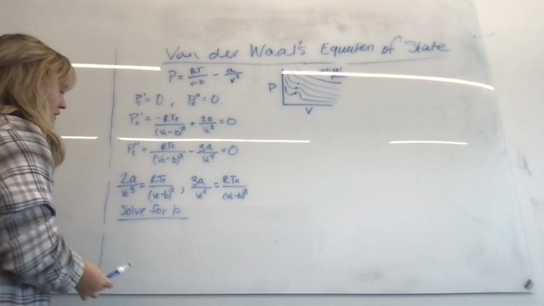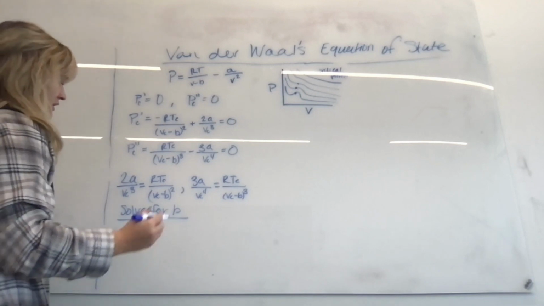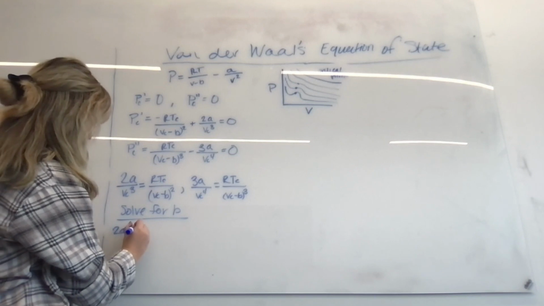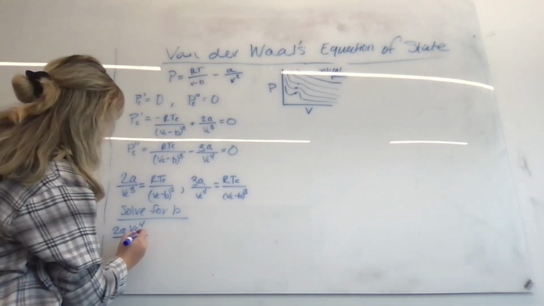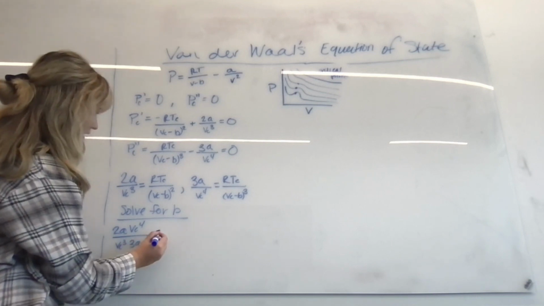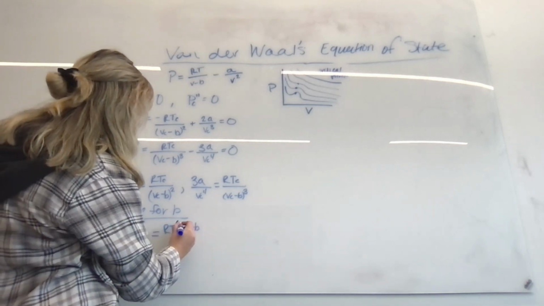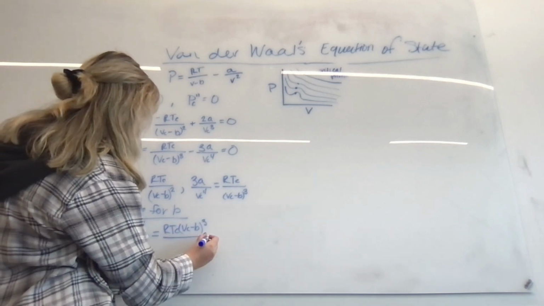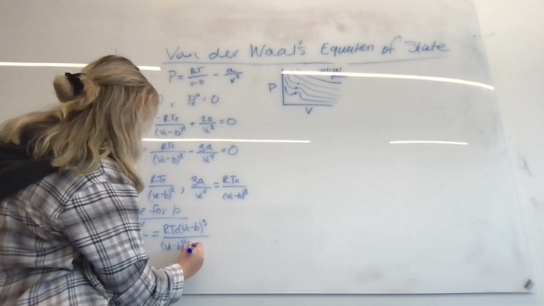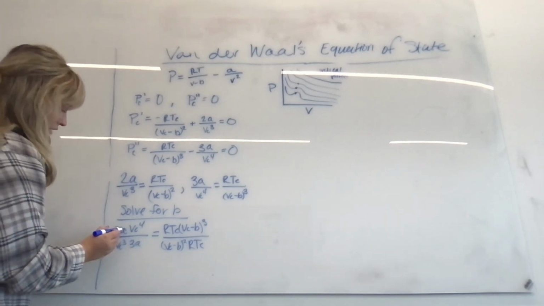Now in order to solve for B, we're going to take this first derivative here and we're going to multiply it by the reciprocal of our second derivative. So that's going to give us 2A times VC to the fourth over VC to the third times 3A. And that's going to be equal to RTC times VC minus B to the third over VC minus B squared times RTC. Now we can do a lot of canceling here. So first thing we're going to cancel out is these A's.